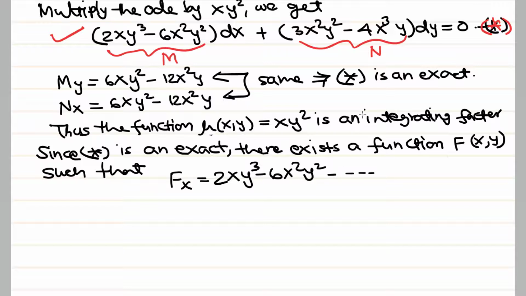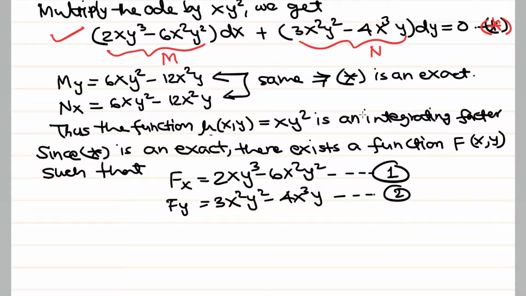Let me name this equation 1. And at the same time, the partial derivative of this unknown function with respect to y is N. N is 3x squared y squared minus 4x cubed y. Let me call this equation 2. And we know that the solution of this ODE is the function, to be determined, equal to some constant. This will be our solution.